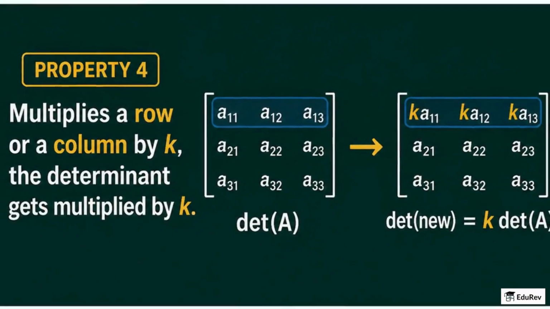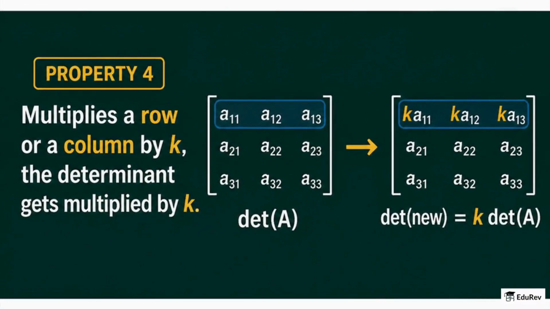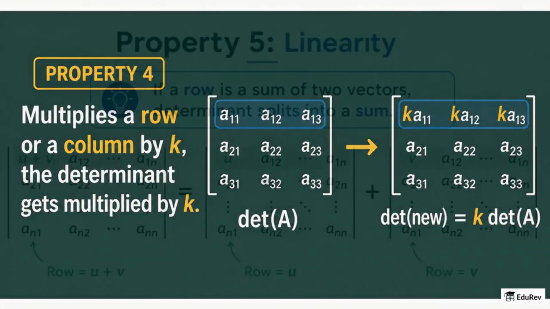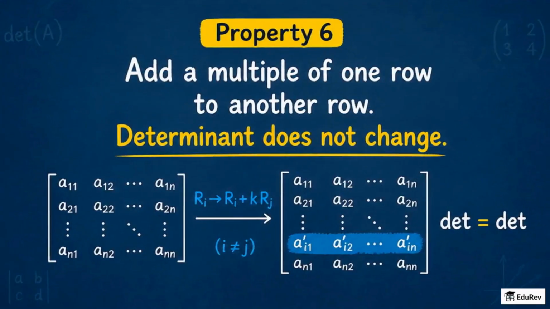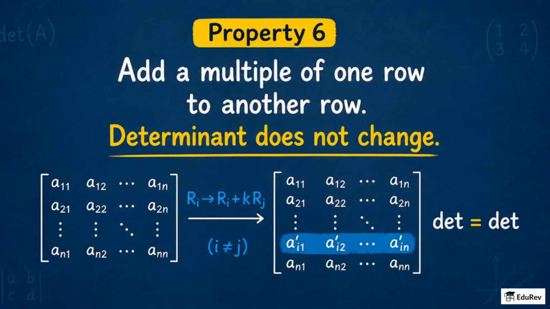Property 4 says if we multiply all entries of one row or one column by k, the whole determinant is multiplied by k. Property 5 is linearity, which means if a row is a sum of two vectors, the determinant splits into a sum of two determinants with that row replaced. Property 6 says adding a multiple of one row to another row does not change the determinant. And this is the main row operation we use.